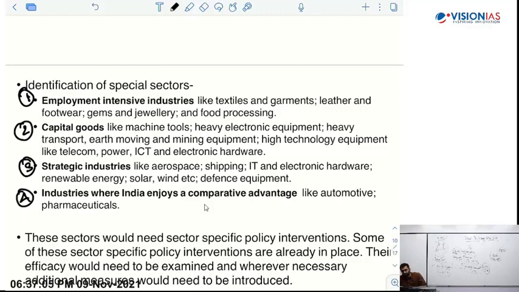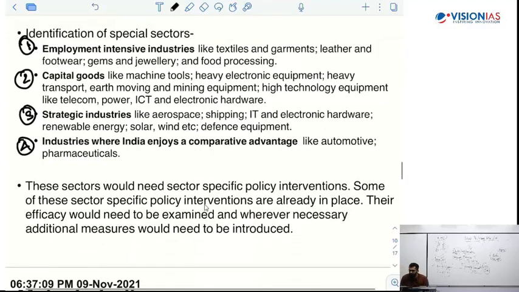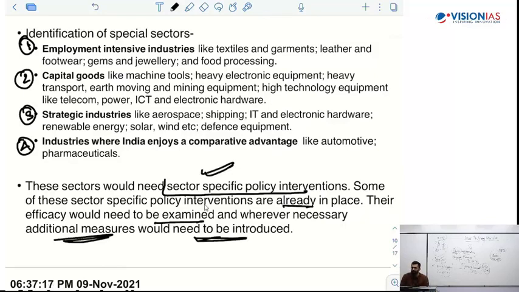Strategic industries, aerospace, shipping, IT, they will have sector specific policy interventions. Some of these are already in place. The efficacy needs to be examined. Wherever necessary, additional measures would be introduced. Sector specific policy interventions will happen for these. The moment you have so many, nothing will happen.